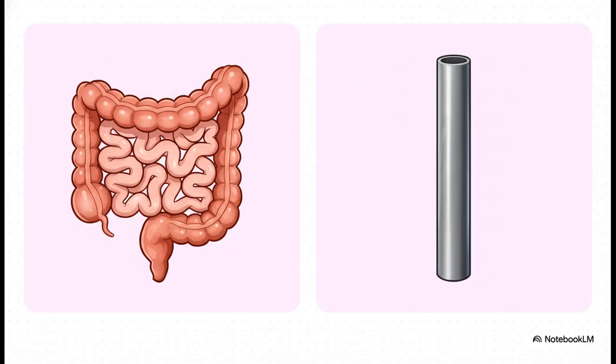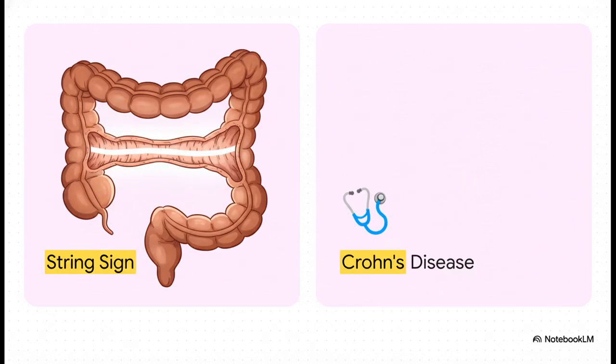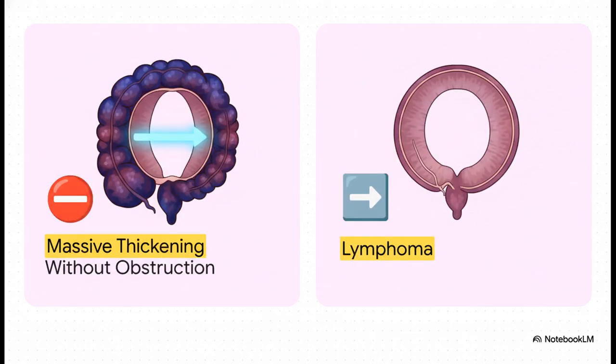You see a featureless lead pipe colon? That is the classic textbook sign of late ulcerative colitis. On the flip side, that telltale string sign from severe narrowing, that just screams Crohn's disease. Here's a weird one. Massive thickening, but no obstruction. That's a huge clue it could be lymphoma.